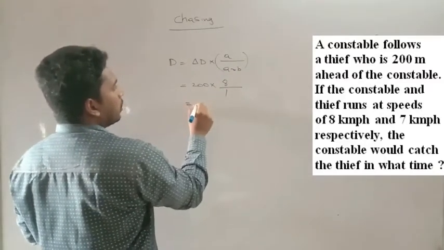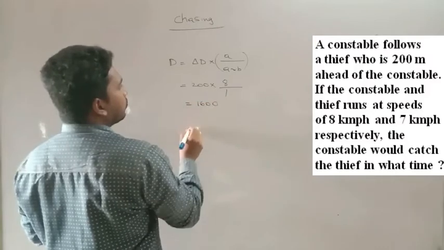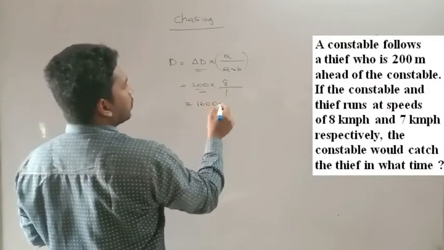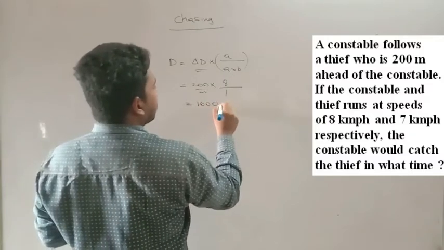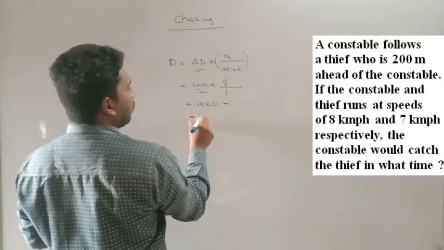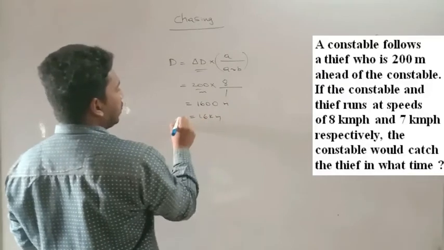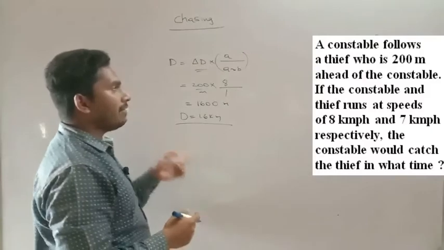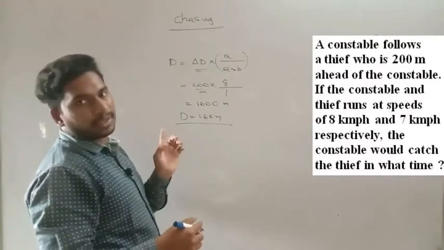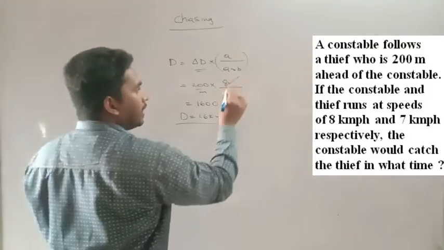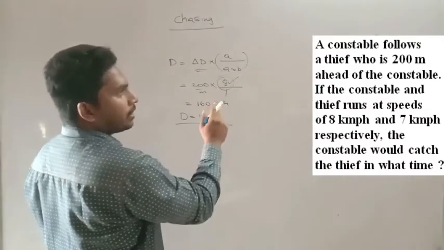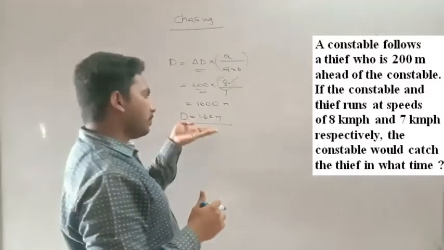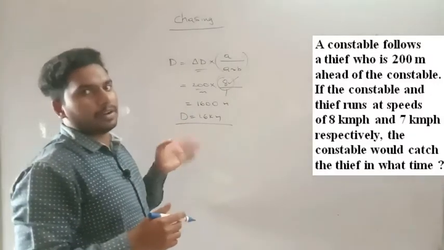So here I take 8, and the difference is 1, right? So it is 1600, and this is 200 meters, right? So this will be 1600 meters, that is 1.6 kilometers. What does this D correspond to? The distance traveled by whom, the constable or the thief? We have taken 8, which corresponds to the velocity of the constable. So this is the distance traveled by the constable.